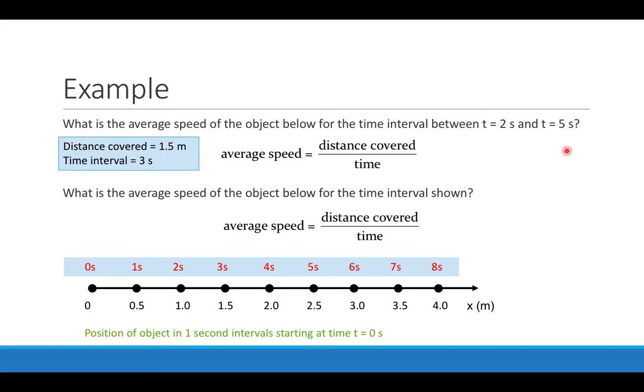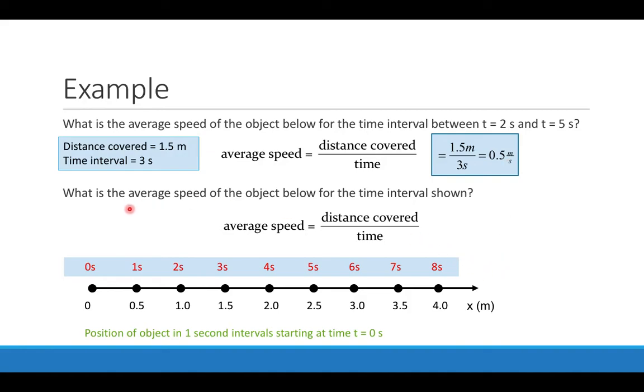And the time interval between 2 seconds and 5 seconds is just 3 seconds. So my distance covered is 1.5 meters, my time interval is 3 seconds, and so my average speed between 2 seconds and 5 seconds is 0.5 meters per second.